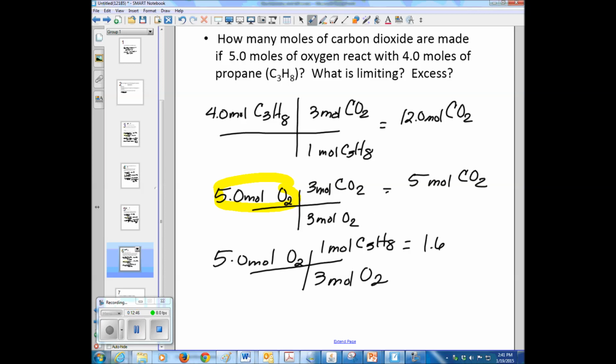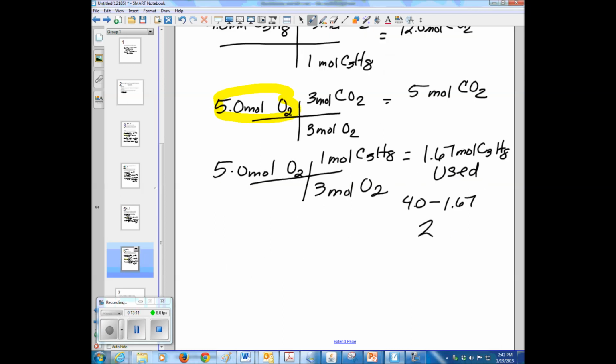1.67 moles of propane. That's what we used. We started with 4.0 minus 1.67. What's left over? 4 minus 1.67, 2.33 moles of propane in excess.